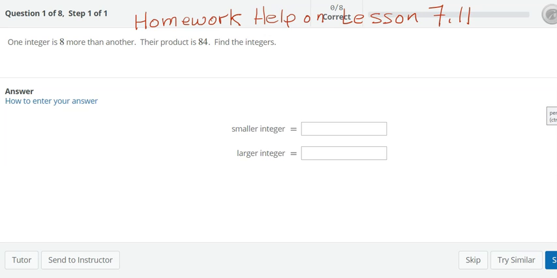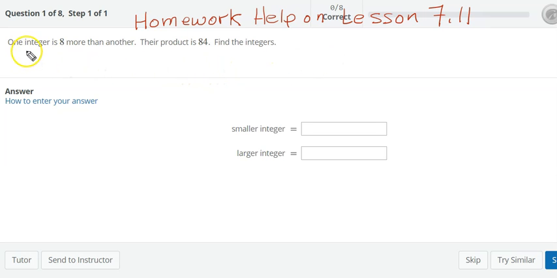All right, this is going to be a homework help on lesson 7.11, also dealing with solving problems by quadratic equations by factoring.